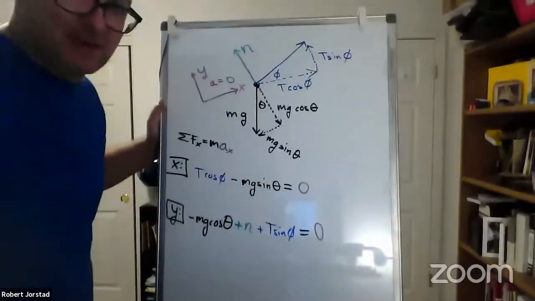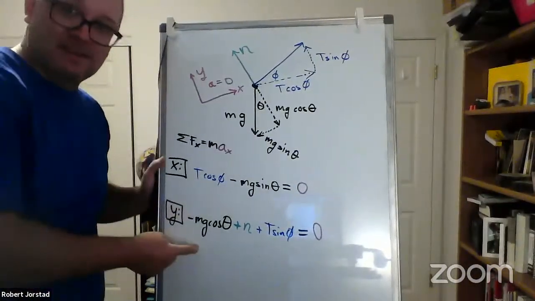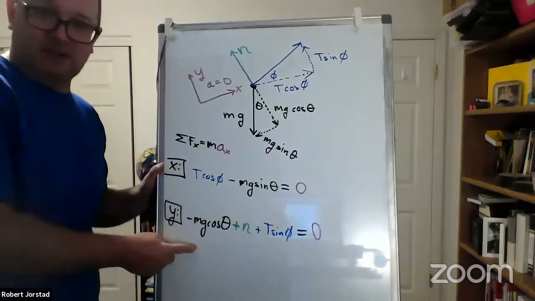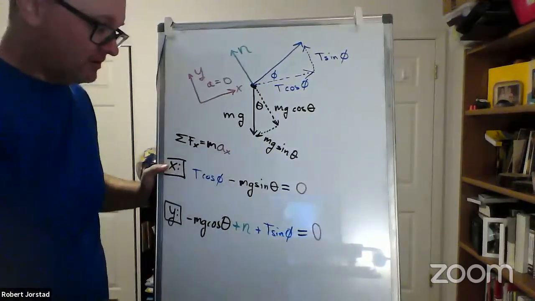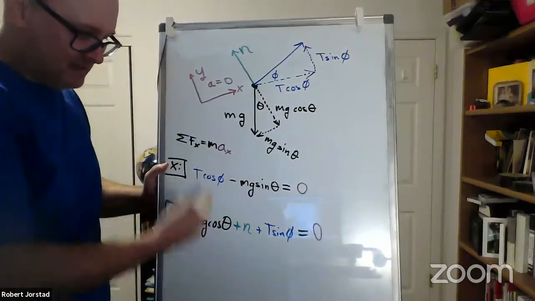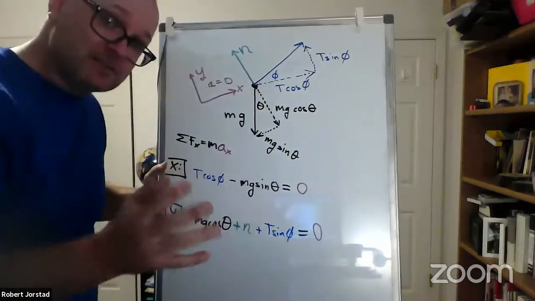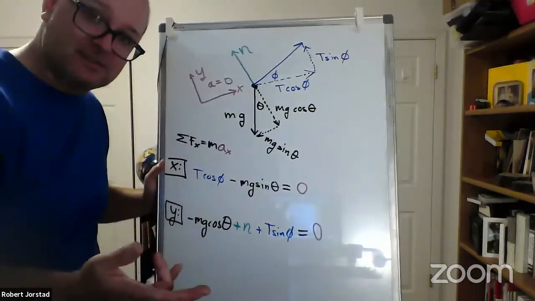Most of the time, this is what happens. We have two equations. The maximum number of unknowns you can solve for is 2. So one of these is solve for T, the other one is solve for N. Notice, which one should we do first?